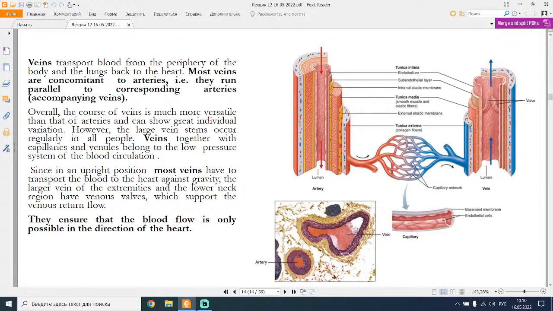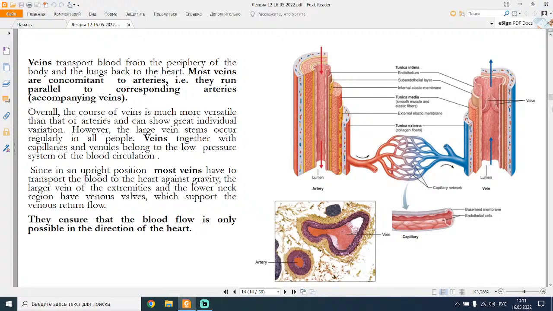Veins, together with capillaries and venules, belong to the low pressure system of blood circulation, since in the upright position most veins have to transport the blood to the heart against gravity. The larger veins of the extremities and lower neck region have venous valves, which support the venous return flow. They ensure that blood flow is only possible in the direction of the heart.